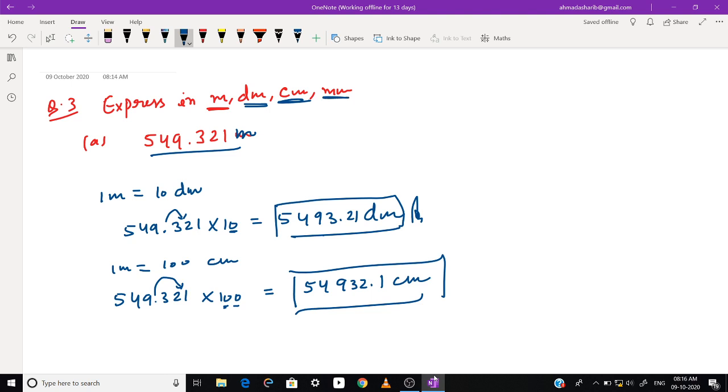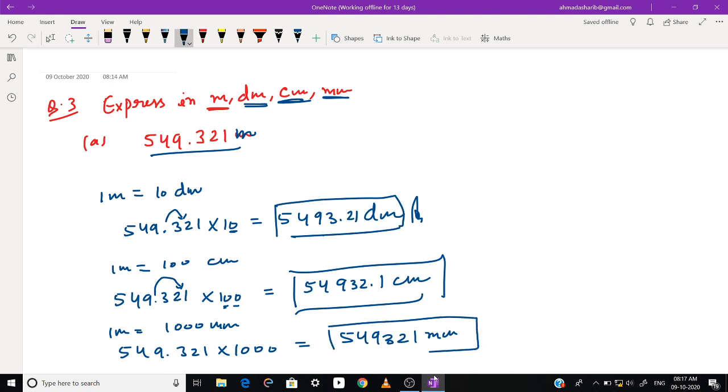Okay, and finally, we have to convert this into millimeter also. So you write 1 meter is equal to 1000 millimeter, and in order to convert it into millimeter, you have to multiply this number by 1000, and your answer is going to be 549,321 millimeter. Hope it is clear to everyone.